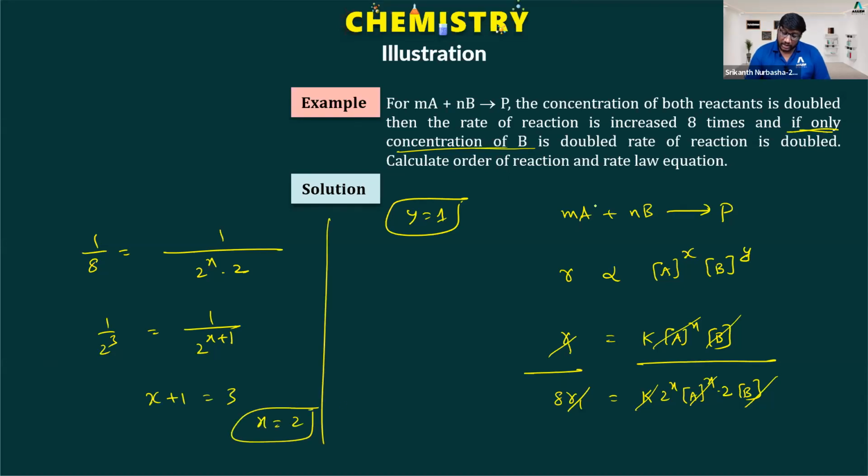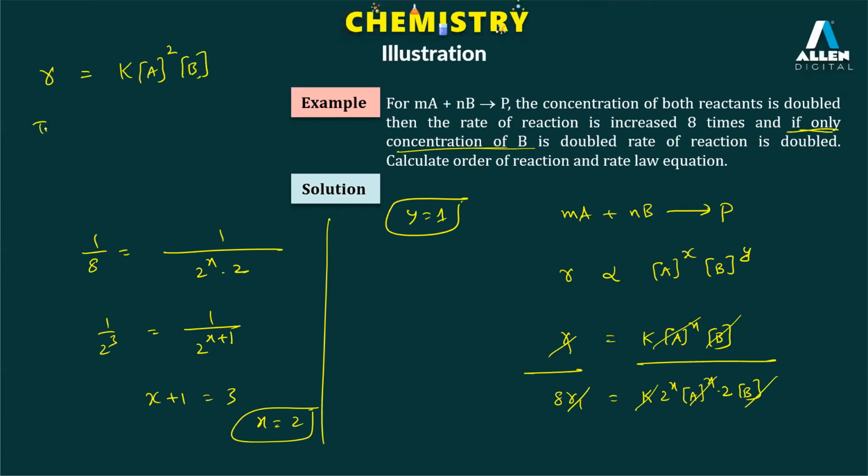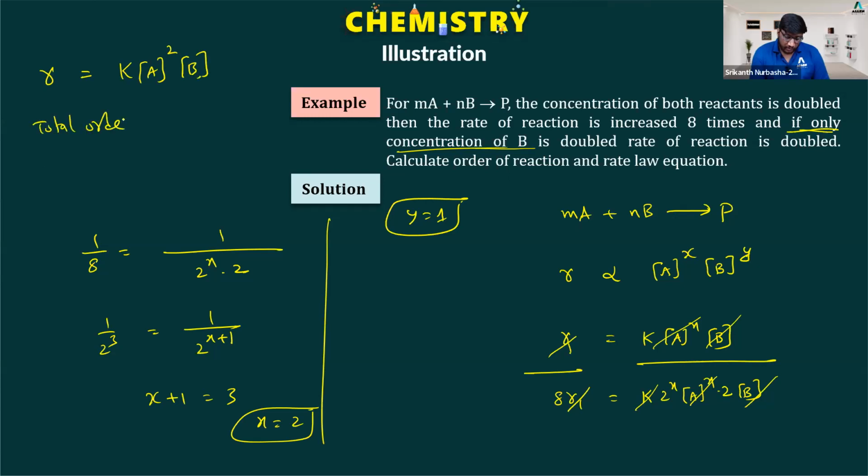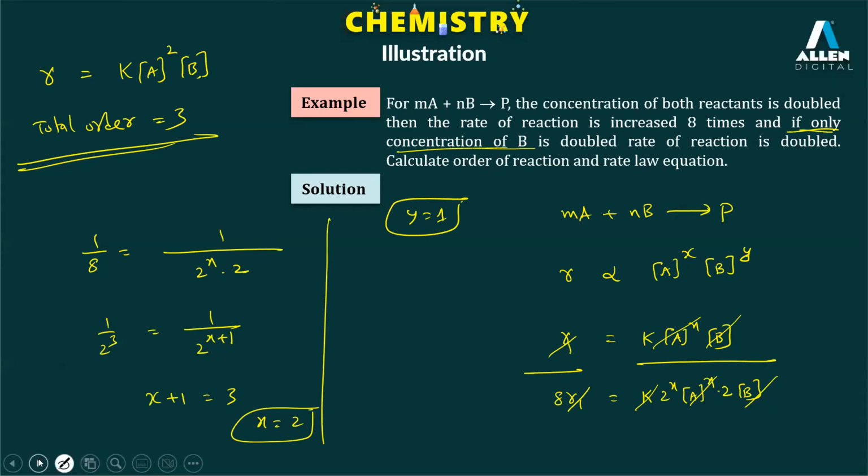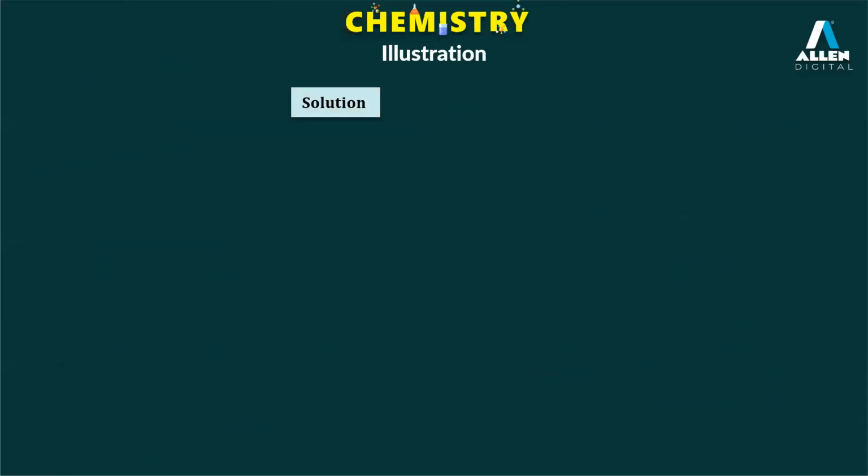So what is the calculated order and rate law equation? The rate law equation is R equals K into concentration of A whole power 2 into concentration of B. Total order is 3. Order with respect to A is 2. Order with respect to B is 1. Right? Yes, sir. Yes, very good.